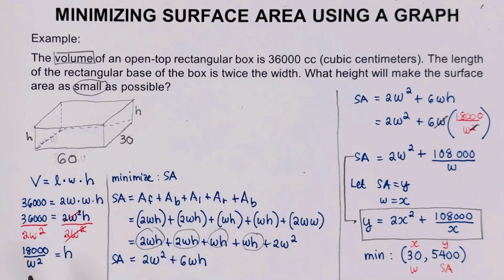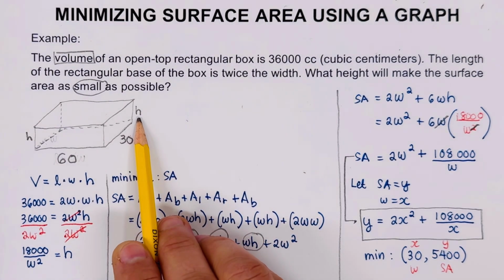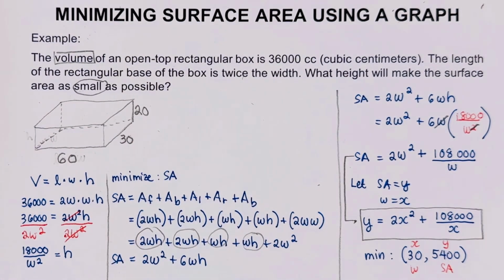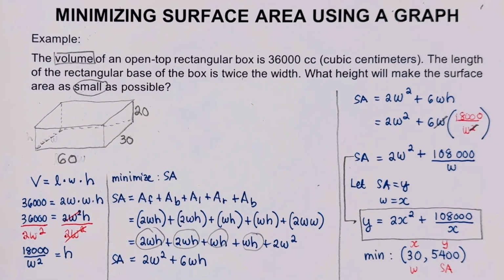Since we say that the height here is 18,000 over W squared, when we plug in the W here, which is 30, 18,000 divided by 30 squared is 20. So I can go ahead and change this height to 20. So these are the dimensions of the box. The length is 60, the width is 30, the height is 20.